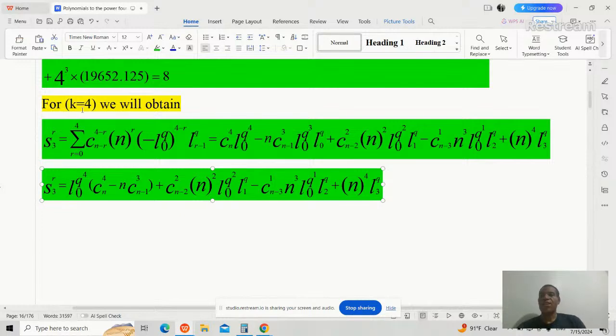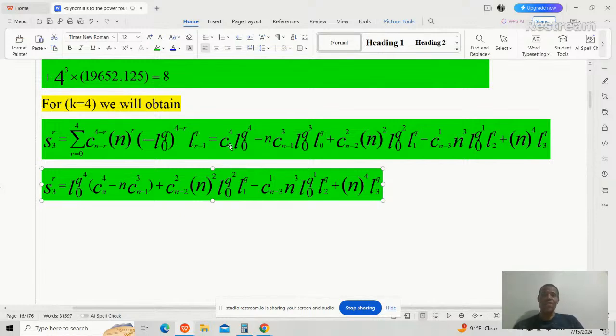Here for k equal 4, we'll obtain the following. We have S_k minus 1, k is 4, which means S3 of order R equals the sum from 0 to 4 of combination n minus R choose 4 minus R, n raised to the power R between parentheses, negative L0 of the Q raised to the power 4 minus R times L R minus 1 of the Q.